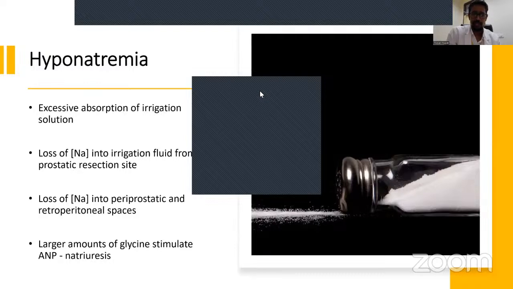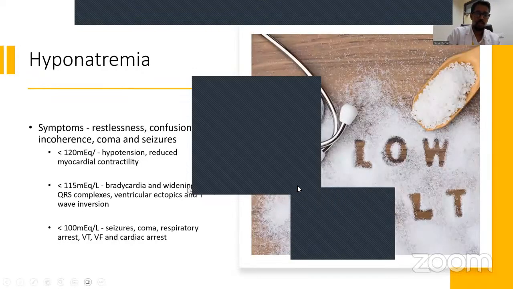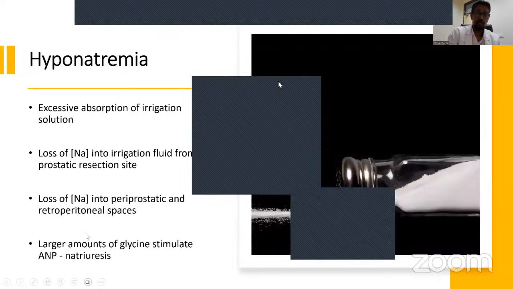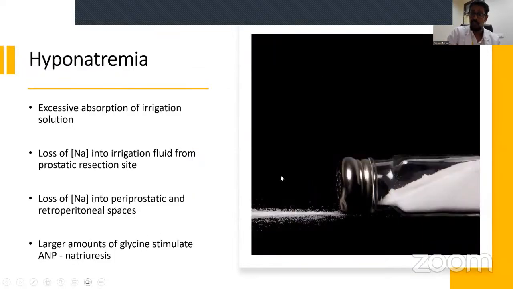Hyponatremia, again, a little bit of explanation of each of the various things that I talked about. Hyponatremia: excessive absorption of irrigating fluid, loss of sodium or escape of sodium into the irrigation fluid that is used. So from the interstitium, from the tissue, the sodium gets directly lost there. Loss of sodium and this fluid into the periprostatic and retroperitoneal space can occur. And a large amount of glycine also stimulates ANP, so that leads to natriuresis.